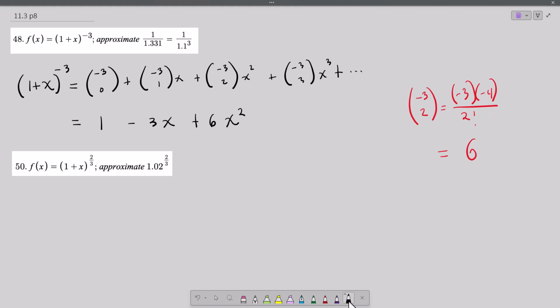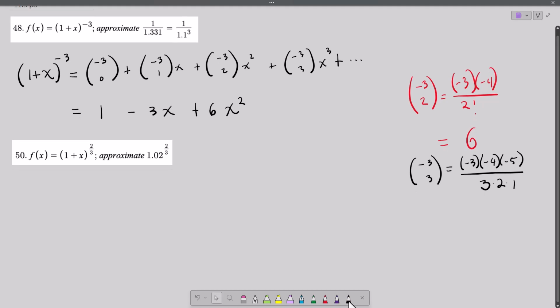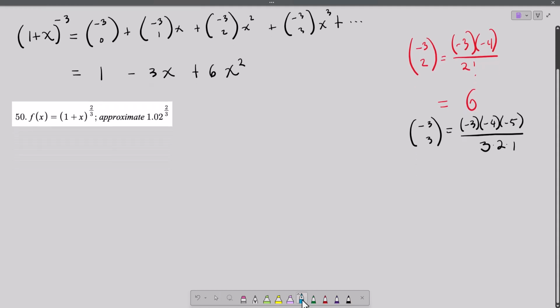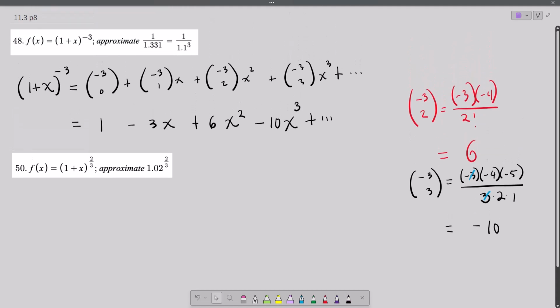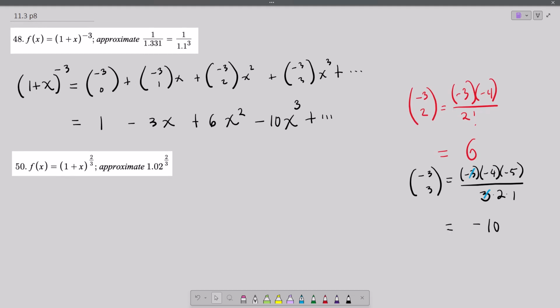And then we have to do -3 choose 3. The numerator will be -3 times -4 times -5. Denominator will be 3 factorial, which is 3 times 2 times 1. So whatever that simplifies to. The 3's cancel, and the 2 goes into 4 twice. So we're going to end up with -10. That will be there, and then plus dot, dot, dot. So there is our binomial expansion.